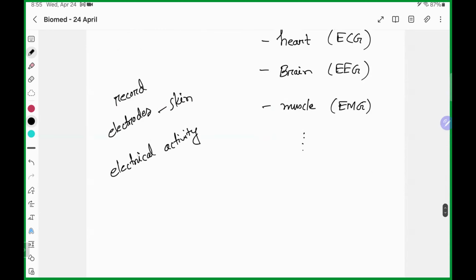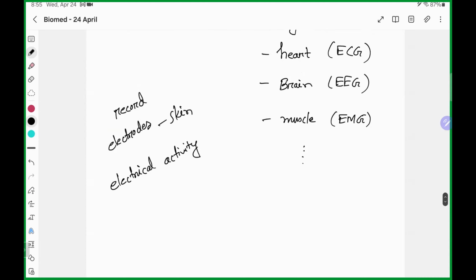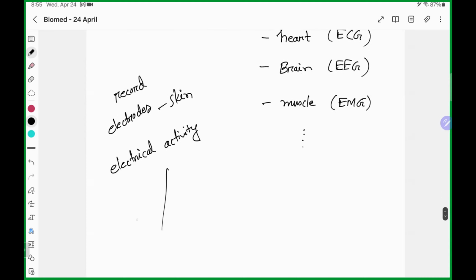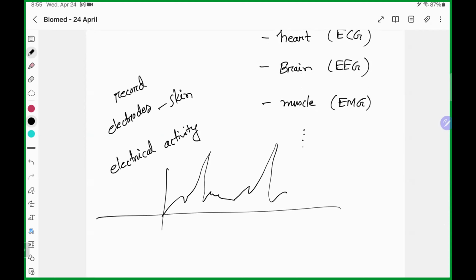So through this measurement, we can see how our heart beats. We have already seen these things. This is a common type of heartbeat. ECG measurements look something like this. It has a peak here, and if a person dies, this peak gets flattened out. So this is an ECG measurement.